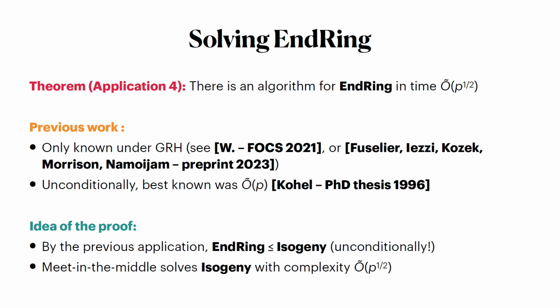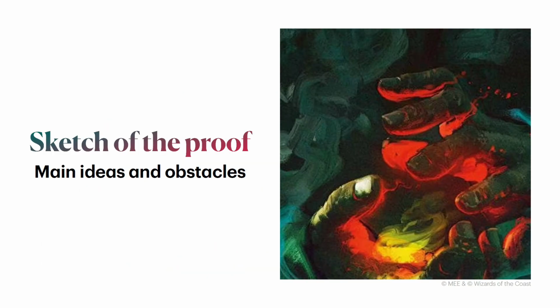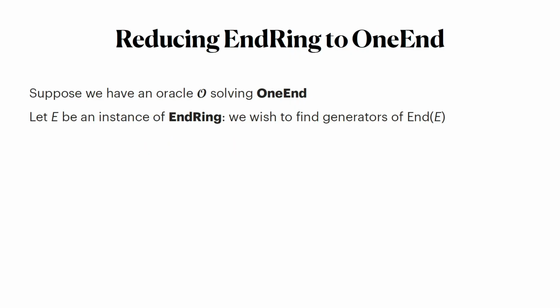So there are a bunch of applications. I hope you're convinced that it's kind of a useful result to know that one end is equivalent to end ring. And now I'm going to give you an idea of the proof, the main ideas and the main obstacles we had to overcome. Here's what we want to do. Of course, one end looks simpler than end ring. So all we need to do is to prove that end ring reduces to one end.